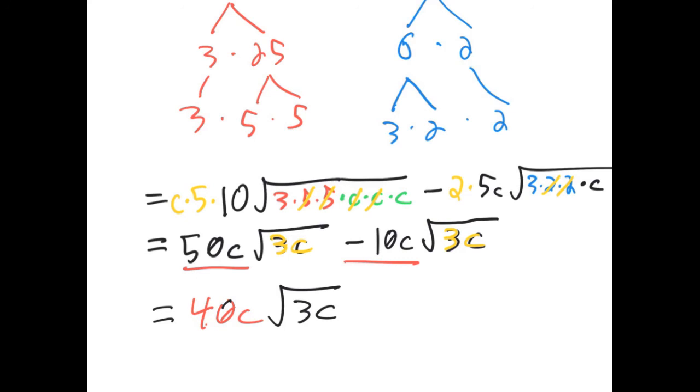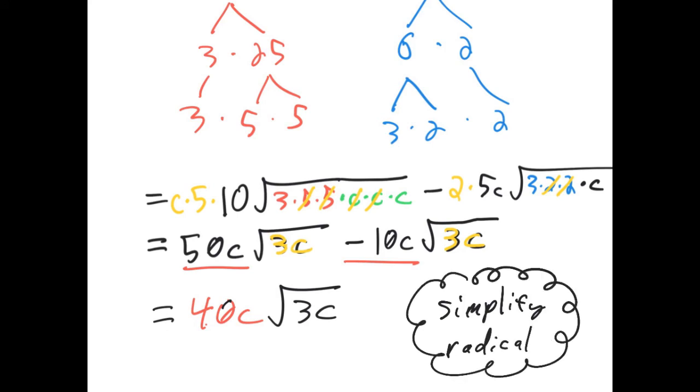So there's an overview for adding and subtracting radical expressions. Just be certain in every case that you first simplify the radical as much as you possibly can, each term in the radical expression. Simplify it first before you determine whether or not the terms can combine together by having the same radicand and the same degree.